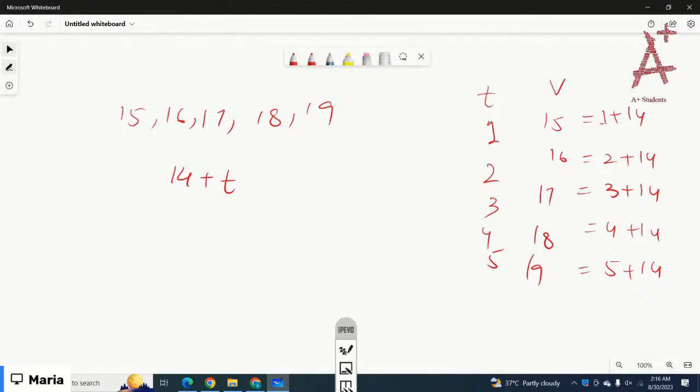You have to add the 5 next values. It would be 20, 21, 22. You don't need to calculate. You know the pattern is growing by 1, right? So it would be 20, 21, 22, 23, right?